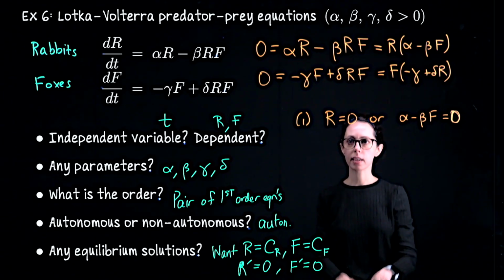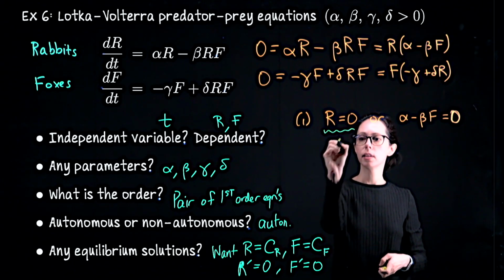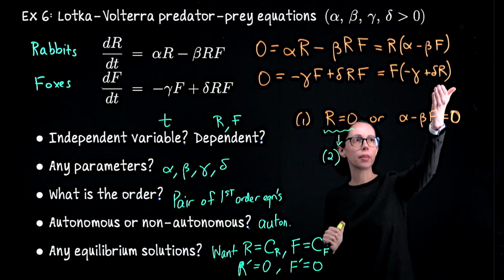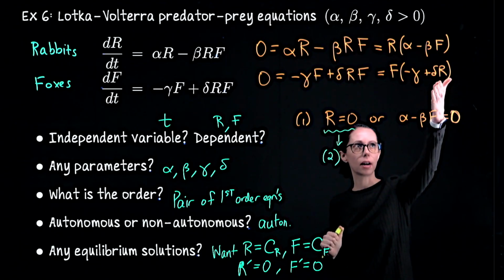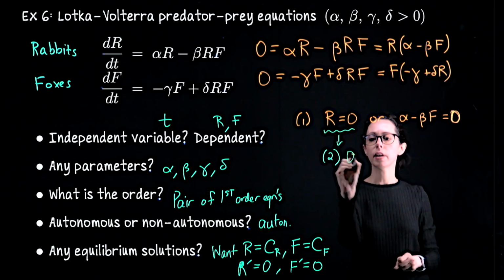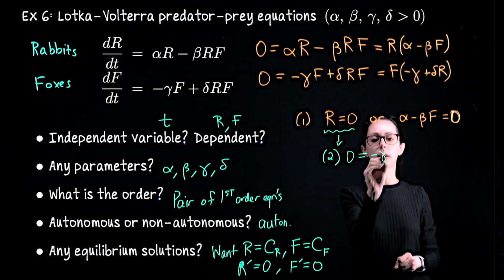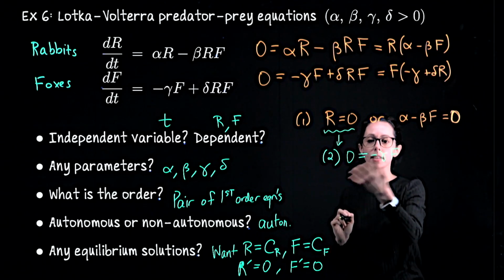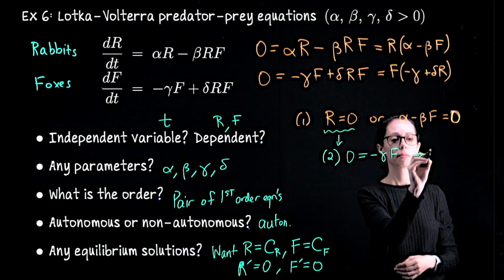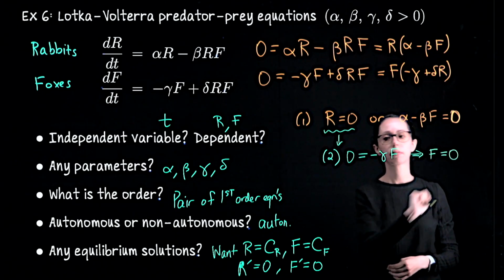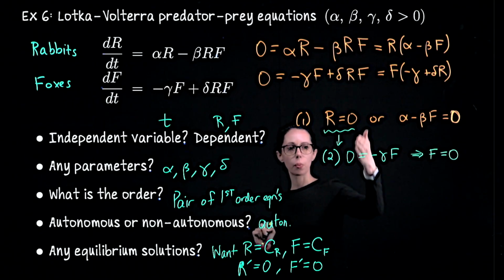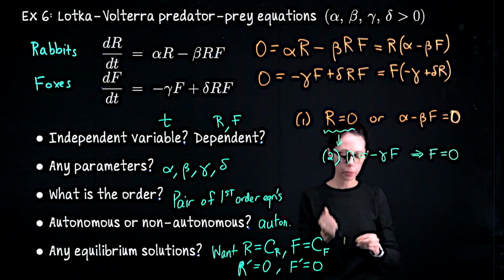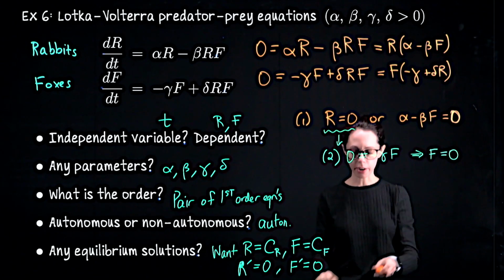So let's take r equals 0 first and put this in the second equation. When we do that, it's going to wipe out this delta r, and we would have 0 equals negative gamma f. So this would go away, and we'd just be left with that. But then this tells us that f is 0. So when r is 0, f must be 0. So we have an equilibrium solution at (0, 0).